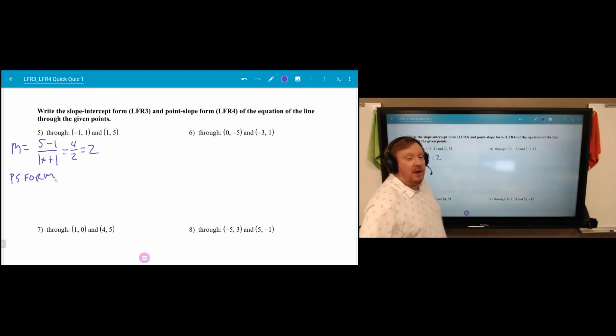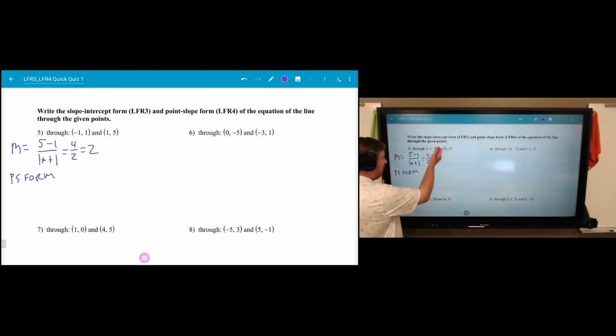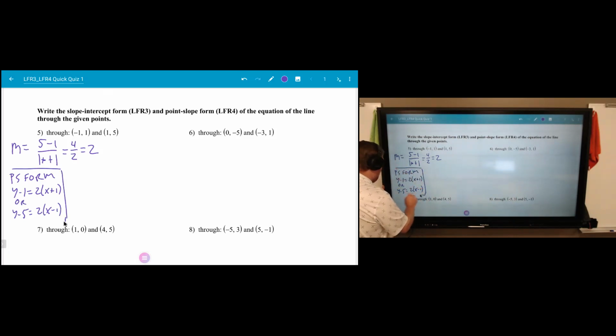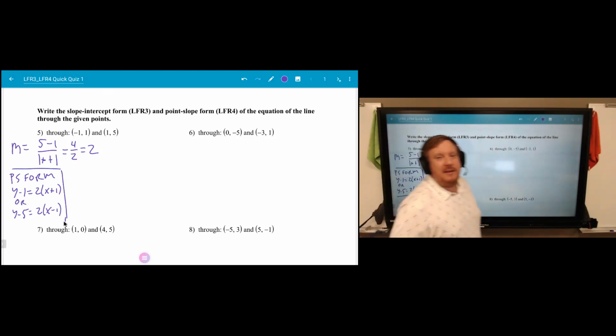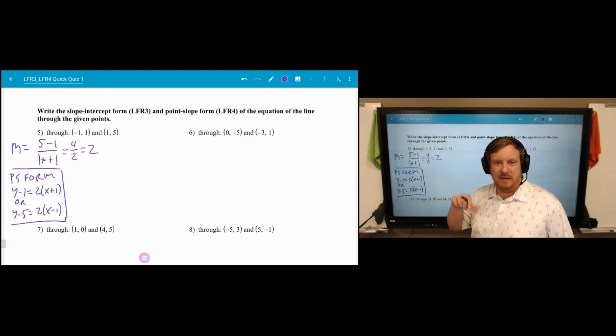Here's the beauty. You can pick either point. And we'll write them both out if you want to. You don't have to write them both, but you can if you want. Y minus 1 equals 2 times x plus 1. Or you could have written y minus 5 equals 2 times x minus 1. Either of those is correct. And here's the beauty. No matter which one you solve, will give you the same slope-intercept form.